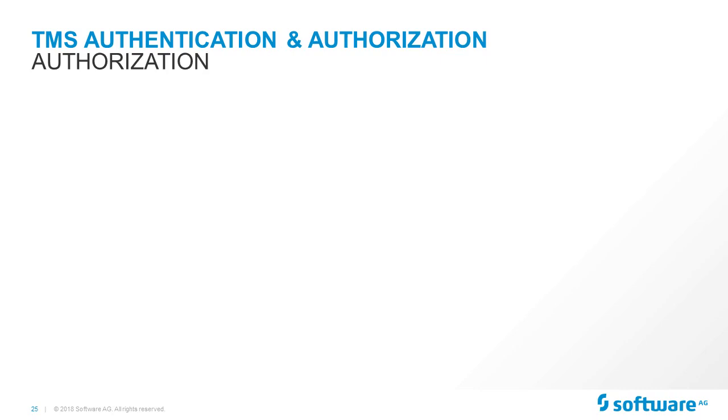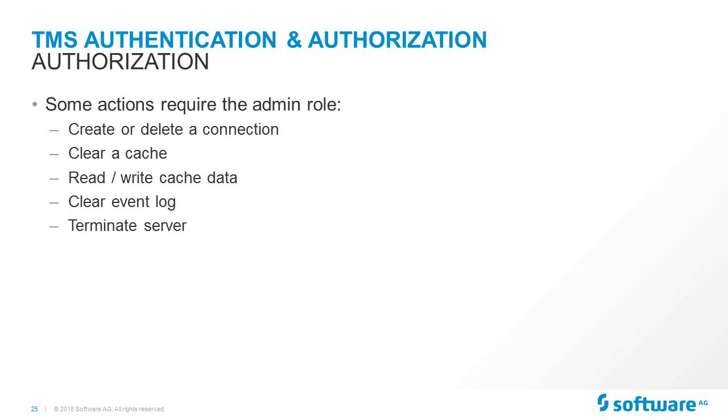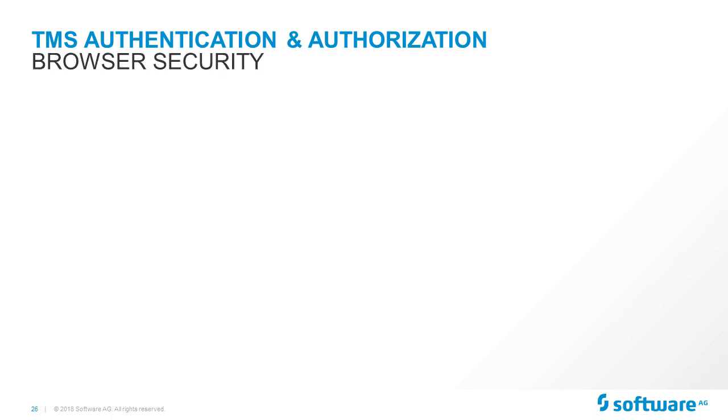There are some actions within the TMS that require the user to be authorized, and in this case that's done via giving them the admin role. So those actions are creating or deleting a connection, clearing a cache, reading or writing data to the cache, clearing the event log or terminating a server. So let's look at configuring that browser to TMS connection.